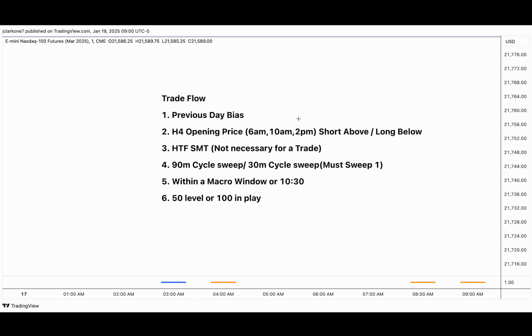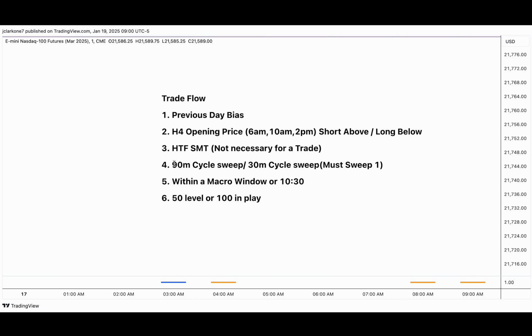So 6 a.m., 10 a.m., 2 p.m. is what I use. You can use London 2 a.m. if you want as well. I just want to take longs below the opening price and take shorts above the opening price. Higher time frame SMT is not necessary, but I do like to look at that, as well as cycle SMTs at the point of entry.